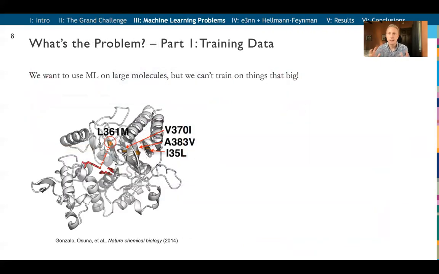Okay, so there's lots of different ways that you could envision doing this machine learning approach. Why do we want to learn the electron density? So the first reason I think we should learn the electron density is because of the issue of training data. Let's say that we want to simulate some arbitrarily large molecule like this.